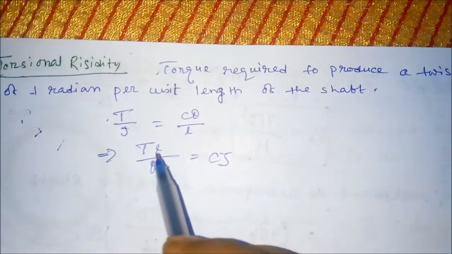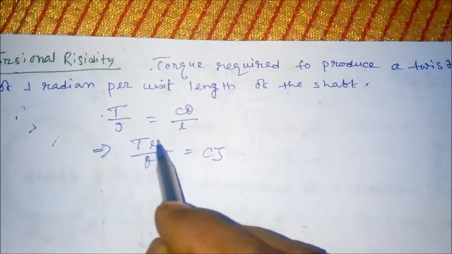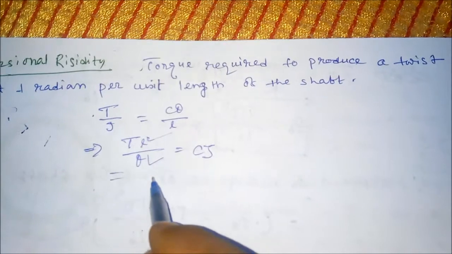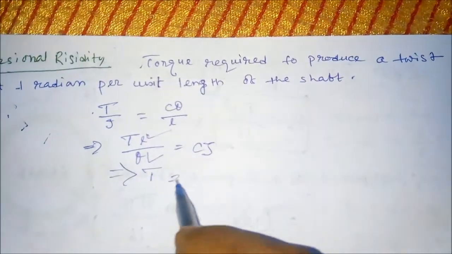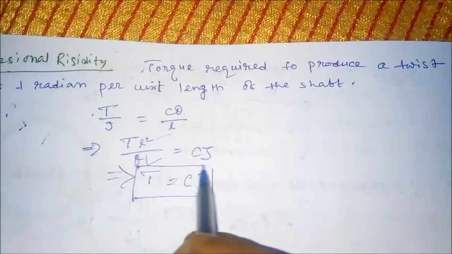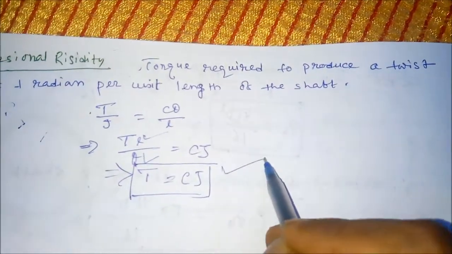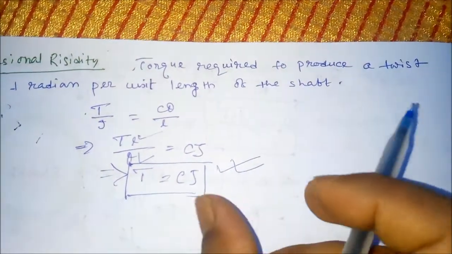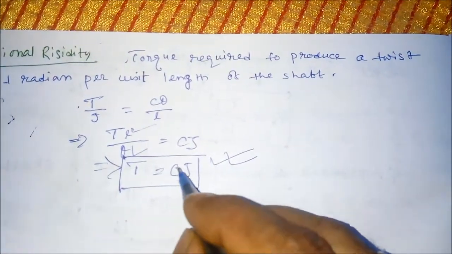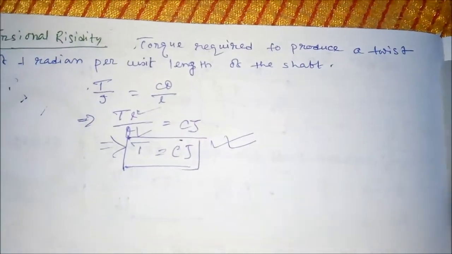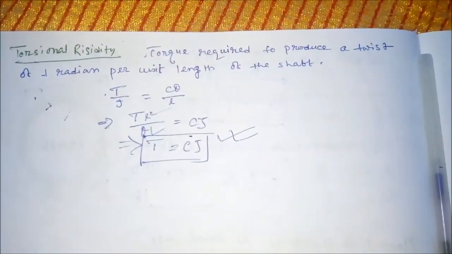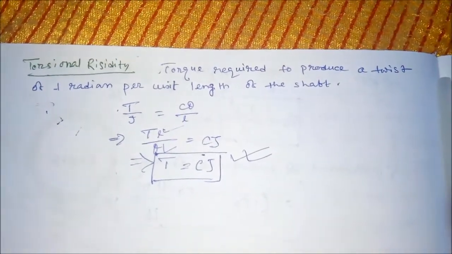Now if L is unit, if theta is unit, then what is the torque? The torque is CJ, right? So we can say for a unit radian of twist, for a unit length of shaft, a CJ amount of torque is required. So this is our torsional rigidity.